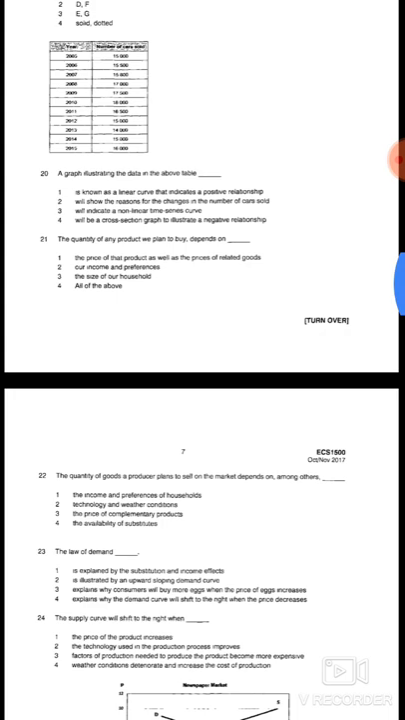So it's option number 1. The answer is option number 1, question 20. Question 21, the quantity of any product we plan to buy depends on... So the quantity of product you plan to buy depends on the market price. So remember, price affects quantity. So I think it's option number 1, the price of that product as well as the price of the related good. So it's going to be option number 1.